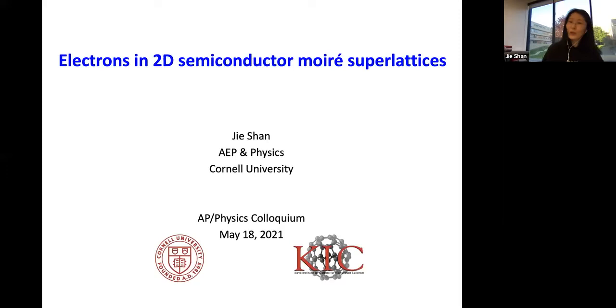So the work is on electrons in two-dimensional artificial lattices of about 10 nanometer in period.